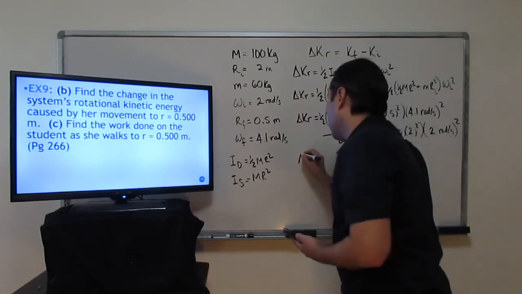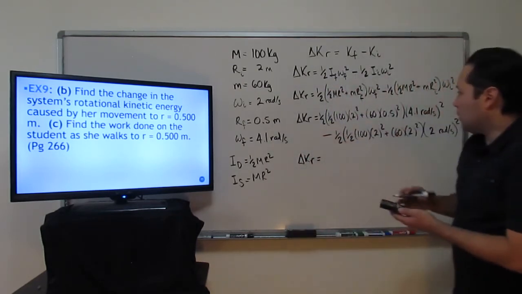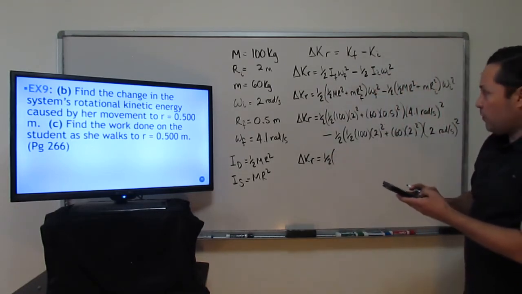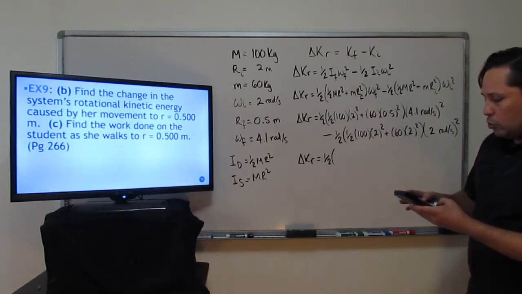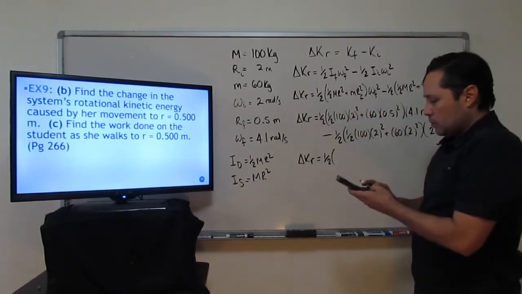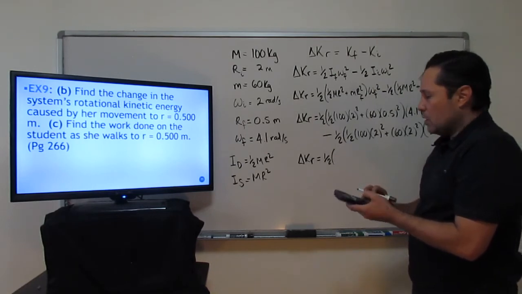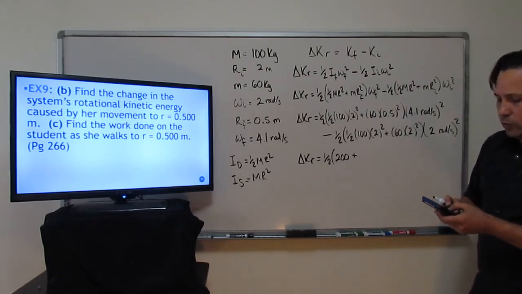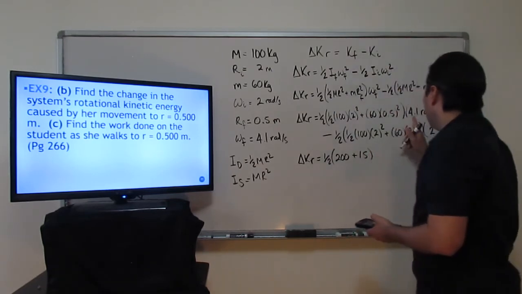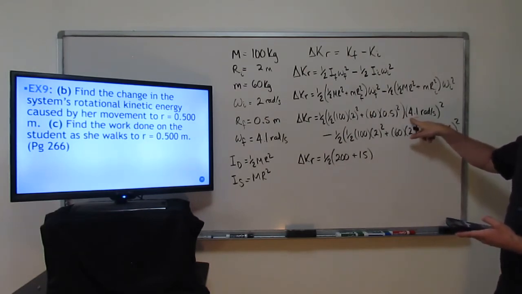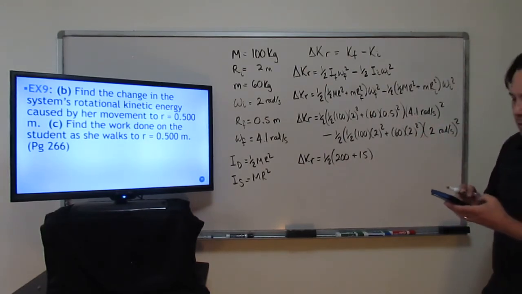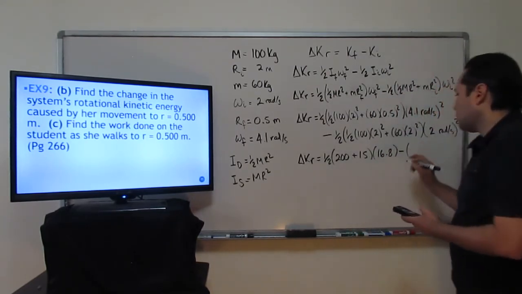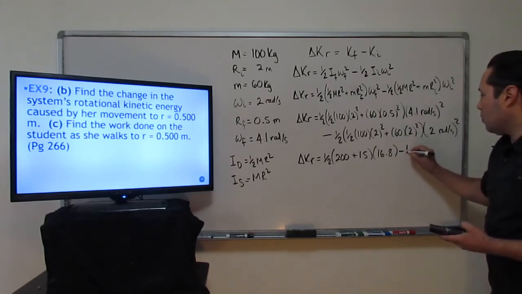For the left side, we're going to begin right there. I'm just going to take it step by step. So it's going to be 0.5 times 100 times 2 squared. That's going to give me 200, plus 60 times 0.5 squared gives me 15. Multiply times 4.1 squared. 4.1 squared gives me 16.8. All of it minus, on the other side it's going to be 1/2.